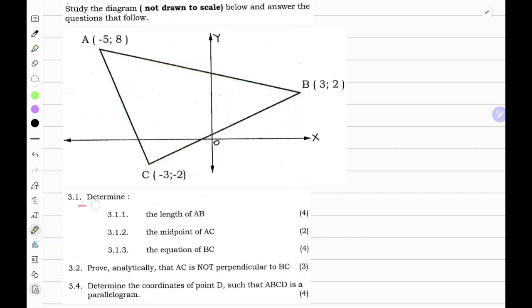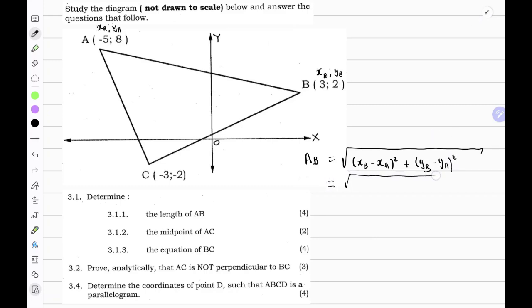So the first question says determine the length of AB. So we need to determine the length of this line. In order for us to determine the length of AB, we need to apply the distance formula. That is AB is equal to the square root of (XB minus XA) the whole squared plus (YB minus YA) the whole squared. So we can just substitute.